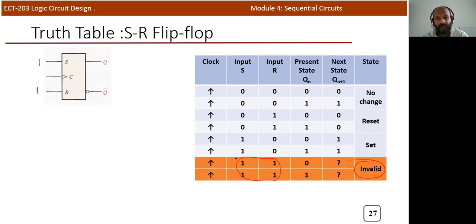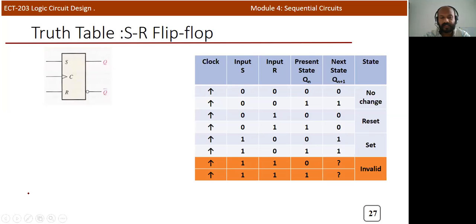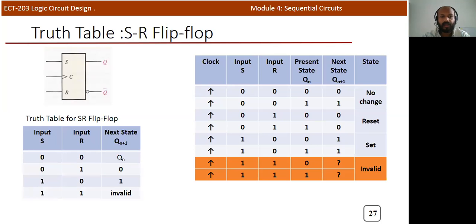So in order to solve this particular problem, we are using another flip-flop, known as JK. Instead of using SR, in most cases we are using JK flip-flops due to this particular problem. This is a very lengthy table, so in order to discuss, we will use a very small truth table. Here you can see that the clock signals are indicated as rising edge. Similarly, you can indicate falling edge also.